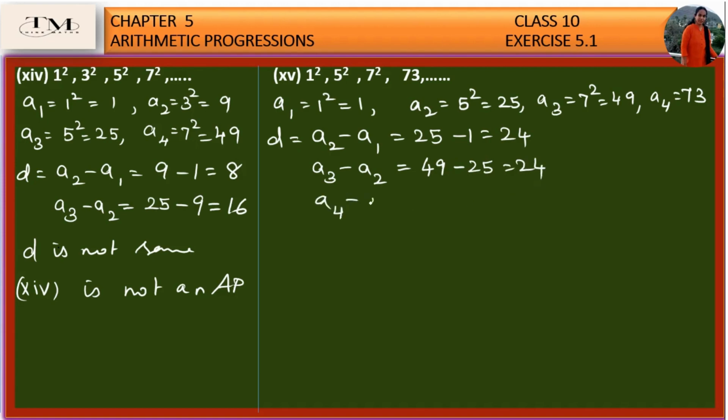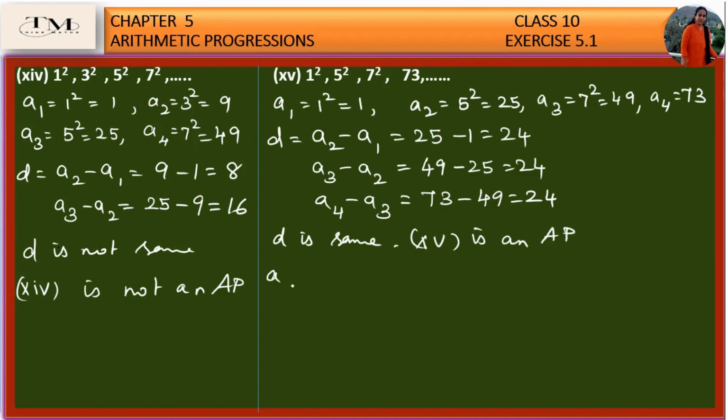What is A4 minus A3? A4 is 73 and A3 is 49. So 73 minus 49 is 24. So here D is same. So if D is same, then 15th problem is an AP. Then we have to find the next three terms, which is A5. A5 is previous term plus D. So what is A4? A4 is 73 plus D. D is 24. So 73 plus 24 is 97.